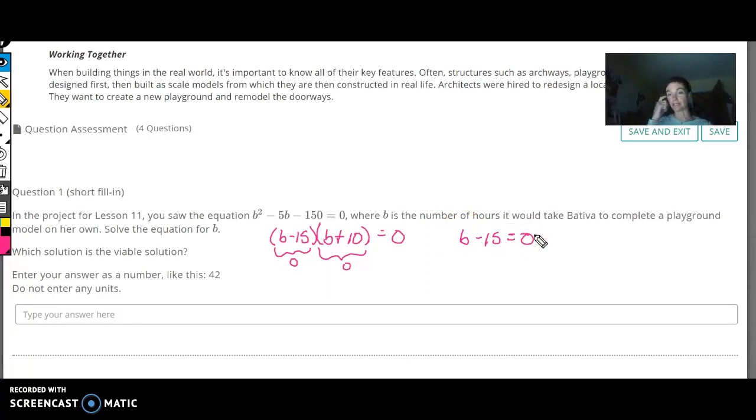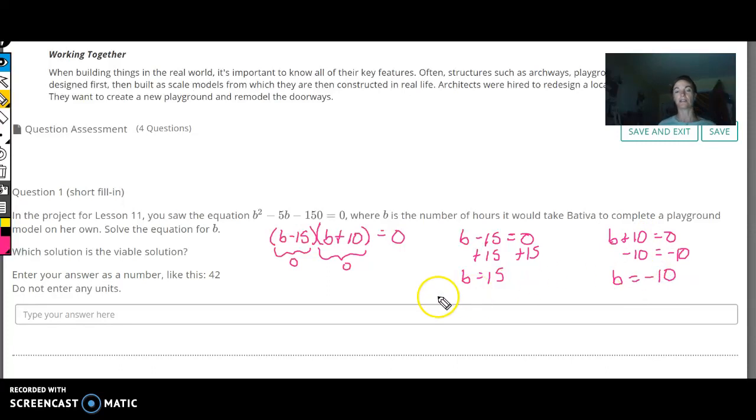All right, well, how do I solve for b? I just have to isolate b. So if I add 15 to both sides, I'll get that b equals 15. Okay, so by the same token, if I say b plus 10 equals 0, I can isolate b by subtracting 10 from both sides, and I get b equals negative 10.